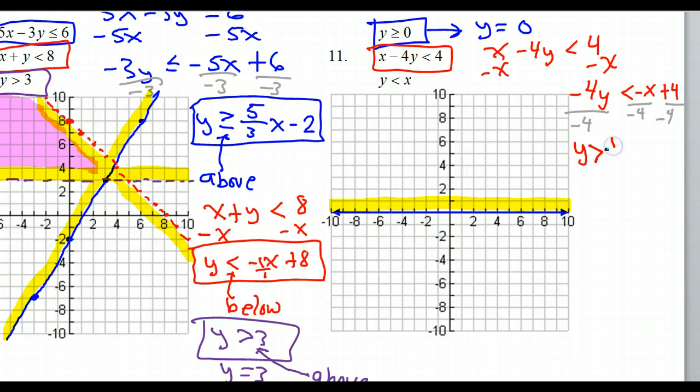And watch what I do with this. 1/4 x minus 1. All right, a negative divided by a negative is a positive. That's why there are no negative signs. But don't forget, treat this like there's an invisible 1 here. So that's 1/4 x. So this is the line I'm graphing now. Start at -1 because of the y-intercept, and then go up 1, right 4. Always go to the right.